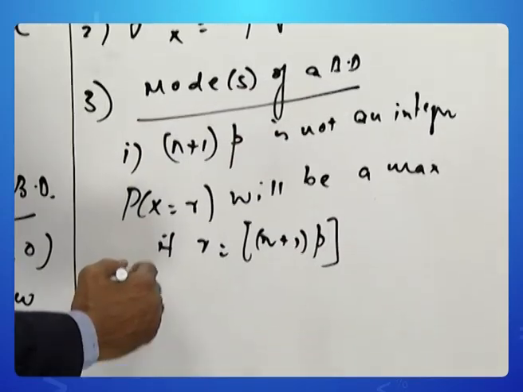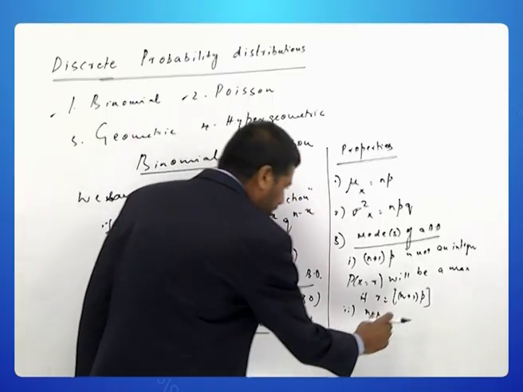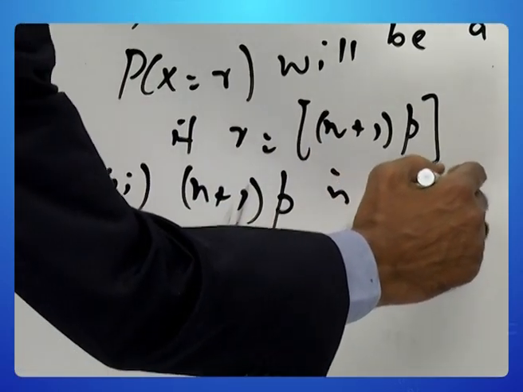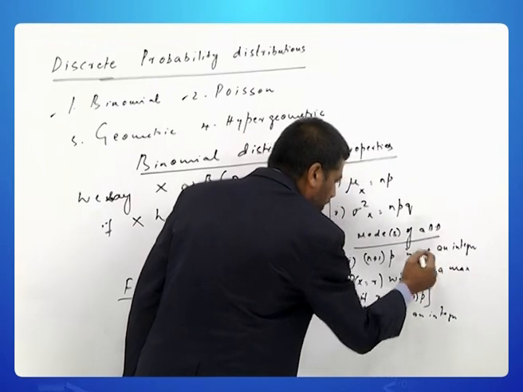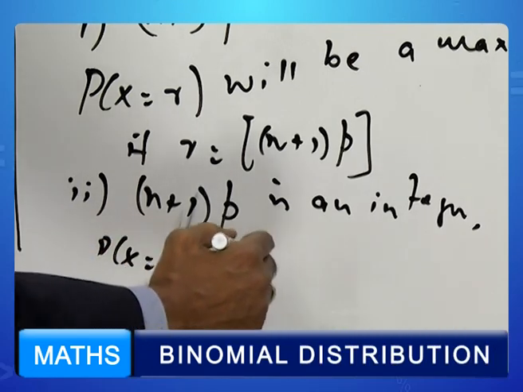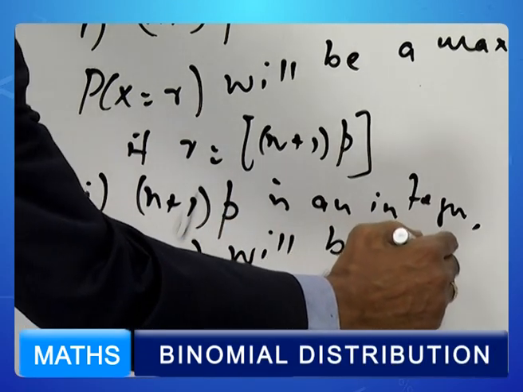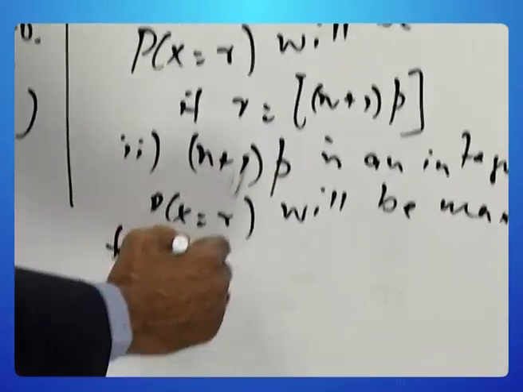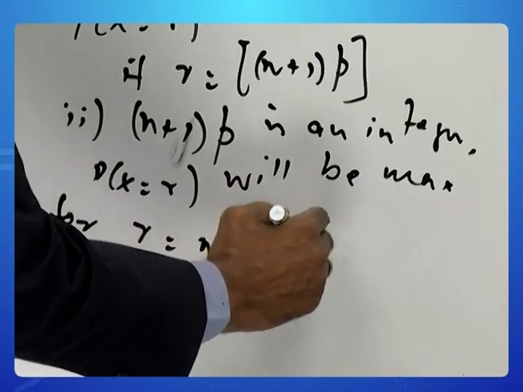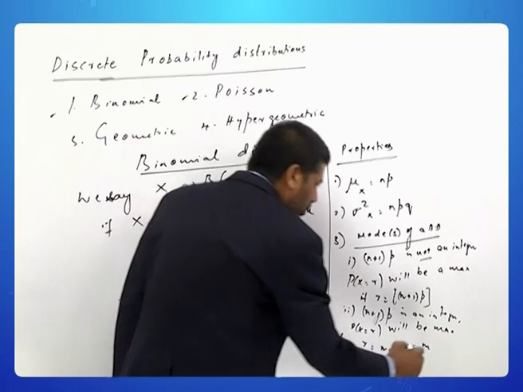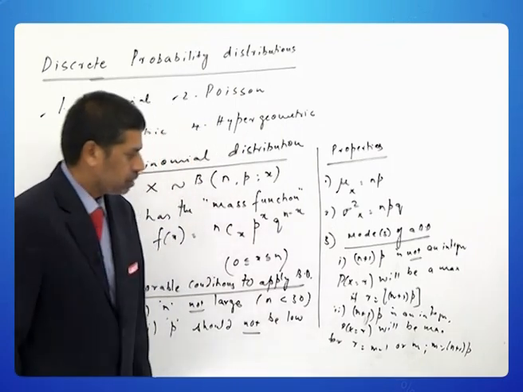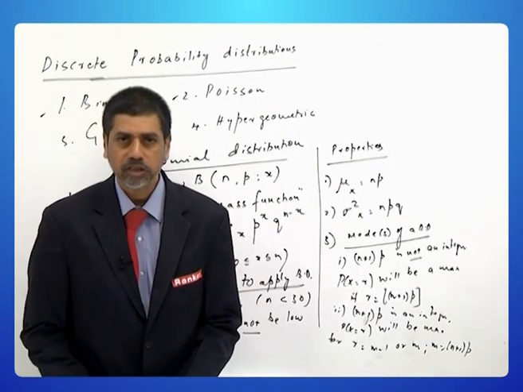And the second case, n plus 1 into p is an integer. Here it is not an integer. Then probability x is equal to r will be a maximum for r is equal to m minus 1 or m, where m is n plus 1 into p. So these are well-known theoretical results that one must remember.